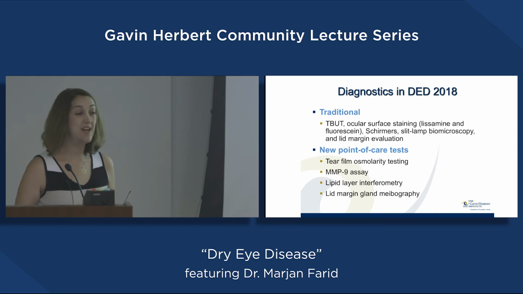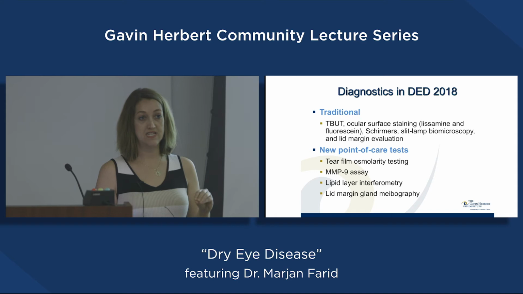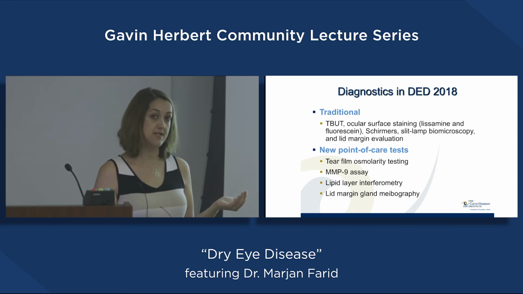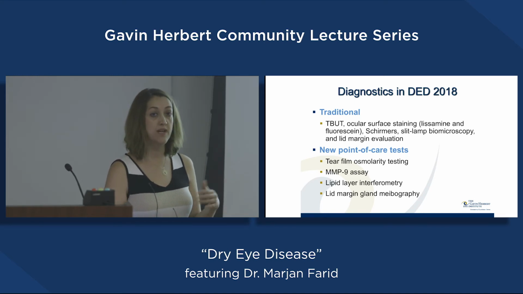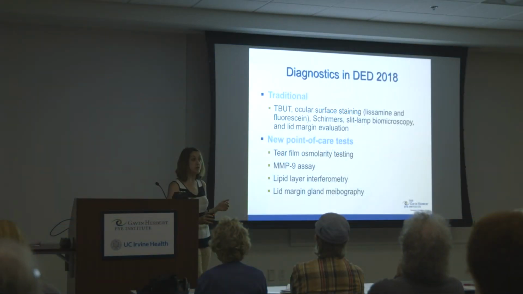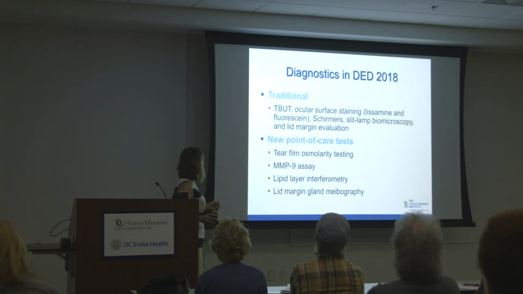We have lots of new technology now to help us identify severity of dry eye disease. Lots of tests that we can do in the office, in addition to the traditional tests where we would stain the surface of the eye and look for dry spots. We can now test inflammation on the tear film. We can test the osmolarity of the tears to see how hyperosmolar they are, which is a direct correlation with dryness.